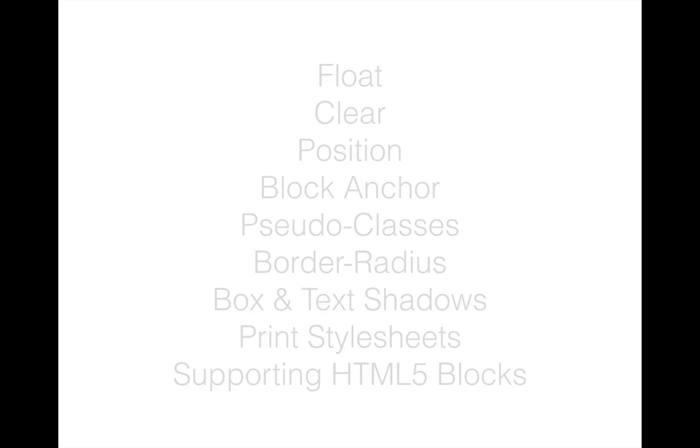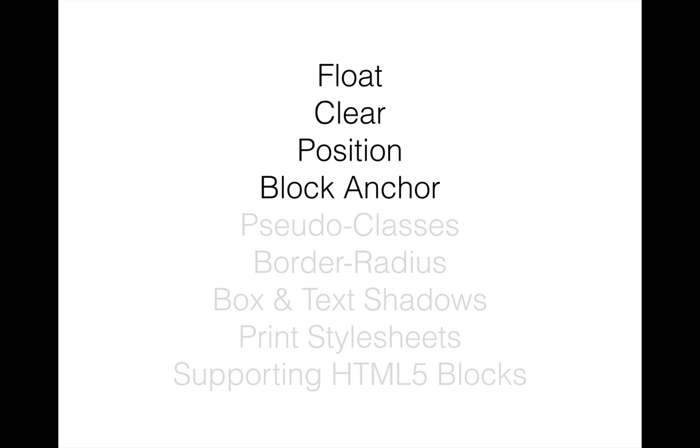Let's begin by taking a look at the things that we're going to study in this video. First, we're going to take a look at floats. This is a way to make your columns, your block elements, go side by side. You'll need a clear for the footer, however, to make sure that it doesn't go up behind the top of your columns. We're going to do some positioning. We're going to do a block anchor, which means that we're going to make a div into a link, not just the text. We're going to do pseudo classes like hover.